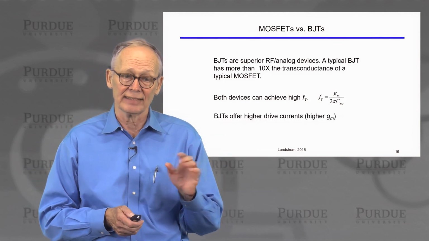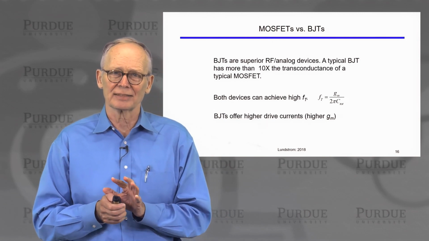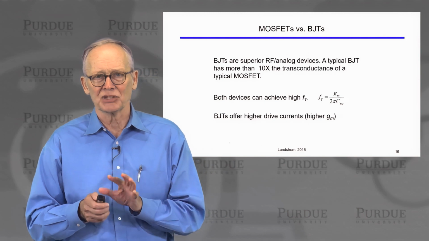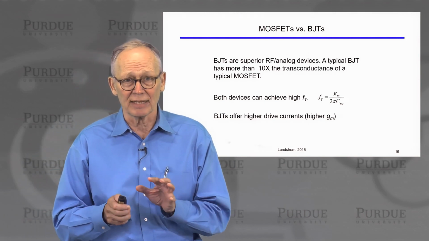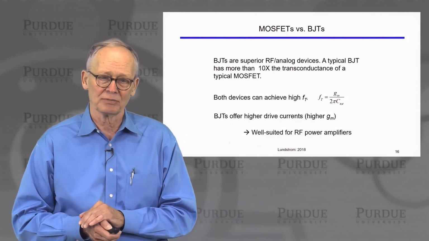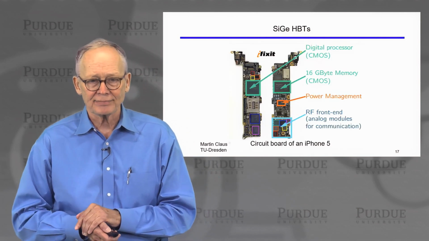The key difference then is that bipolar transistors offer much higher transconductances, which is going to give us much higher drive currents in these devices. When we need a lot of current, so we need a lot of RF power, the bipolar transistor will be the device that is most suitable.